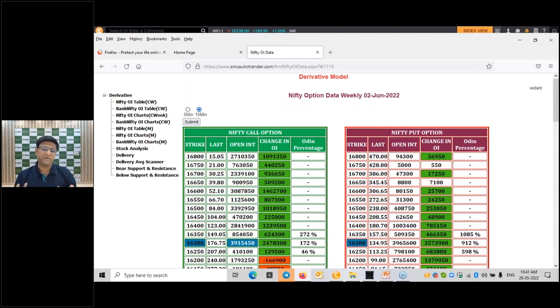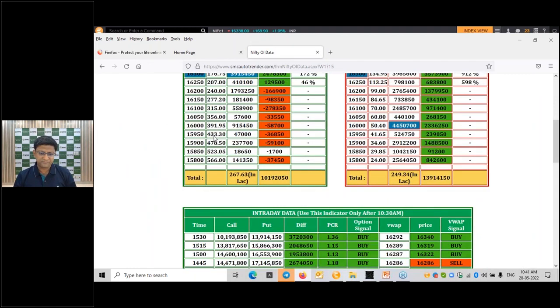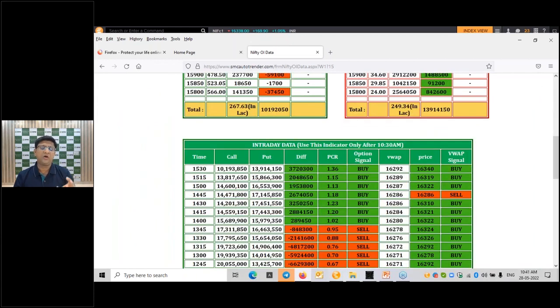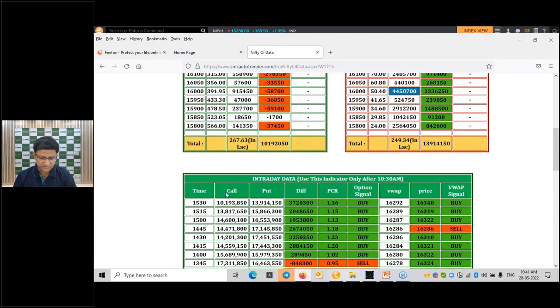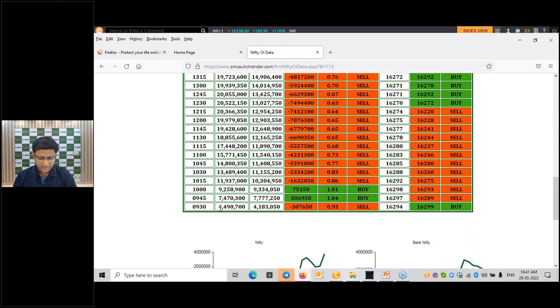NSE की website में option chain में data मिलता है. So every 30 minutes you need to note down what is the change in open interest. Or you can subscribe any of the platform which is available on the market. So 9:30 पे अगर if you look at difference, so this is the call open interest and put open interest. 9:30 पे what was the call open interest? It was 44 lakh. 44 lakh and put open interest 41 lakh.